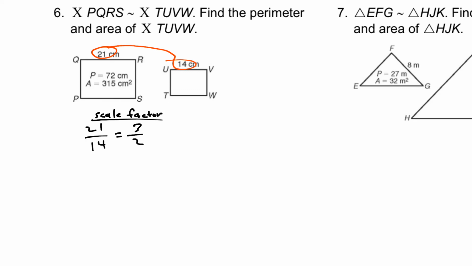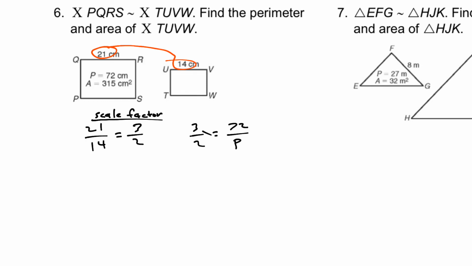So let's go ahead and find the perimeter of our small rectangle. And we can see inside the large rectangle, the perimeter is given right here as 72 centimeters. So we're going to set this one up. We're going to use our scale factor of 3/2. That has to equal the perimeter in the large rectangle, which is 72, divided by the perimeter of our small rectangle, which is what we're trying to solve for.